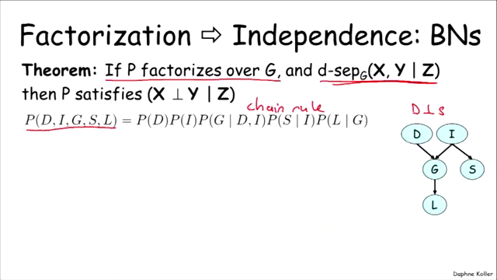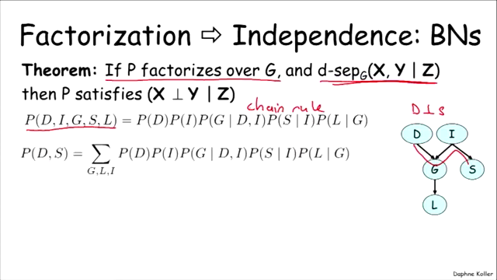We see that there is only one possible trail between D and S in this graph. It goes like that. And since G is not observed in this case, and neither is L, the trail is not activated, and so the two nodes are d-separated, and so we'd like to prove that this independence holds. So what is the joint probability distribution of D and S?